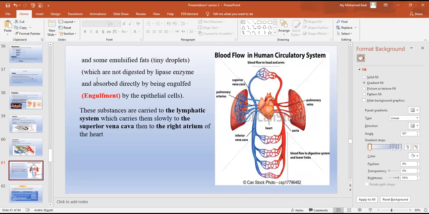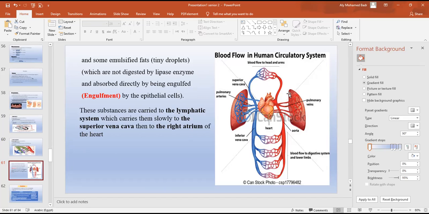Some emulsified fats which are not digested by the lipase enzyme are absorbed directly by engulfing by the epithelial cells. These substances are carried to the lymphatic system, which carries them slowly to the superior vena cava, the upper part, then to the right atrium of the heart.